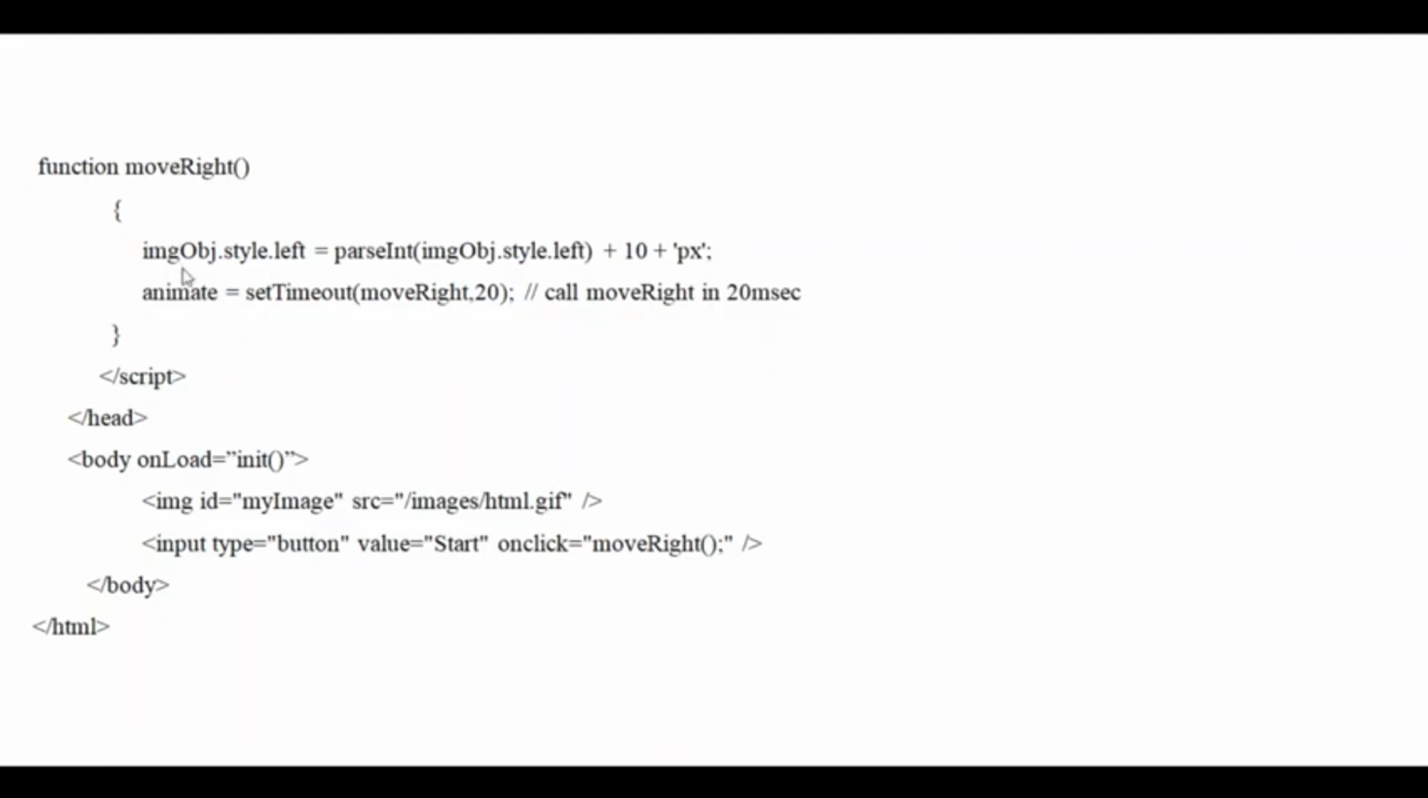So these are the functions we have written in the JavaScript script. Next, in the body section we have written onload equal to init. So that init function will be loaded whenever the page is loading. Next we are declaring an image tag, some image we are displaying, and a button with value Move Right. So whenever we click on the Move Right button, this moveRight function will be executed. So this is our program. Let's see practically how it works.